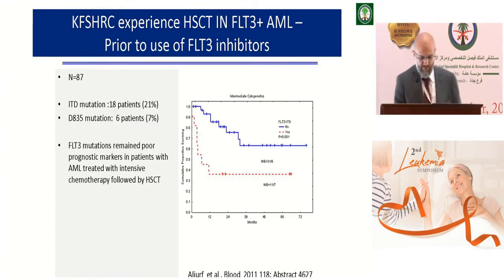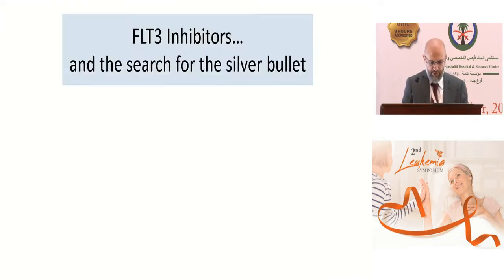These were our outcomes from some years ago of the patients with FLT3 positive AML who were transplanted prior to use of any FLT3 inhibitors. And as you can see, these are the FLT3 mutated patients down here in the red dotted line, and these are the FLT3 normal, unmutated rather.